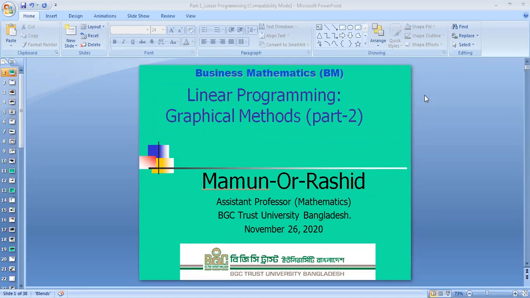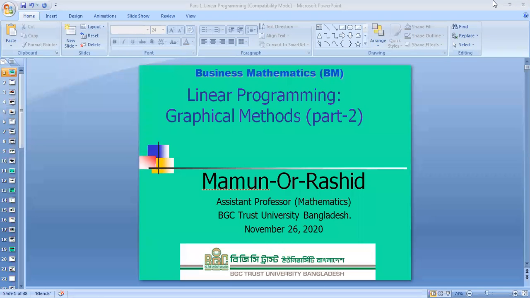Okay, today we'll start another part of the linear programming lecture, graphical method. This is part 2, and in the previous class we studied the linear programming problem as an introduction. Now today we'll discuss the graphical methods. There is a connection between the previous class and this class, and this is the second part.